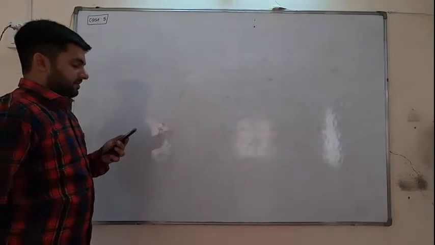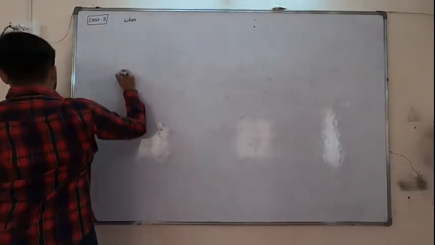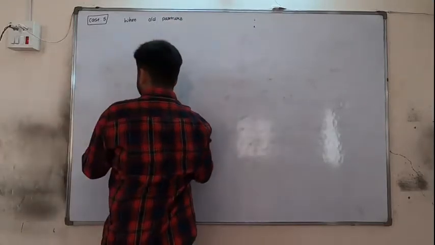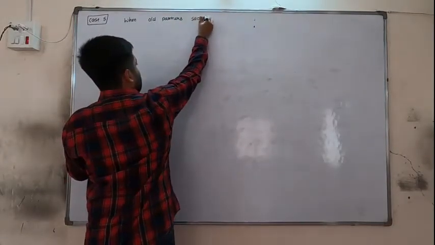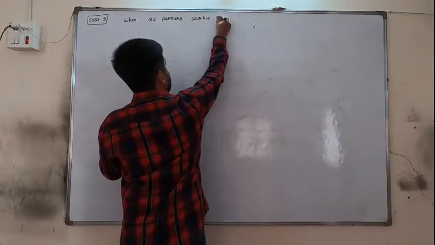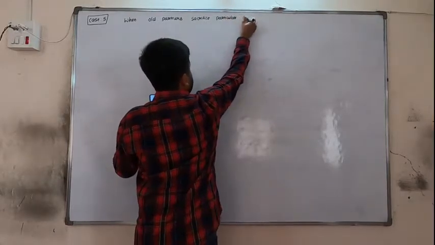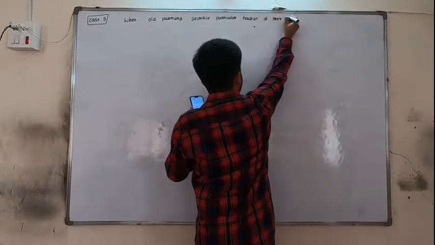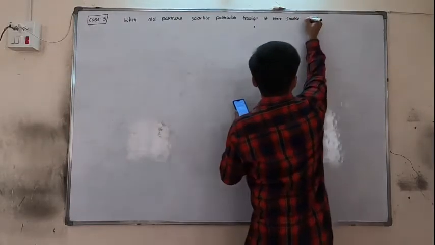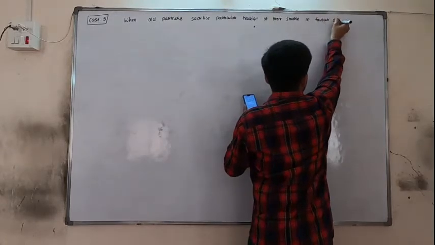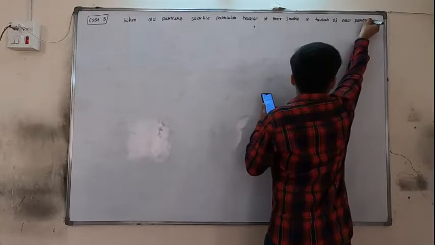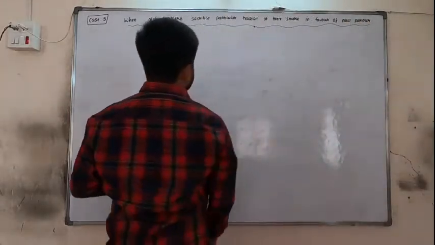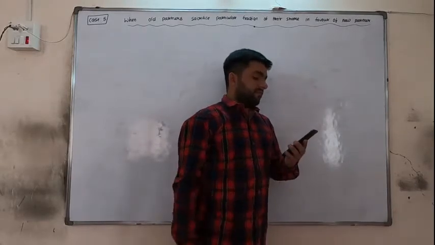Case 5. Now case 5 is about when old partners sacrifice a particular fraction of their share in favor of a new partner.